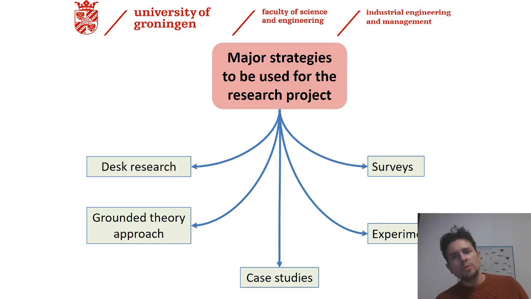The authors of the book provided 5 major strategies to be used for your research project: surveys, experiments, case studies, grounded theory approach, and desk research. Now recall that the book is written mostly in the context of social sciences, and we need to adapt this context to engineering projects and to fundamental research projects.